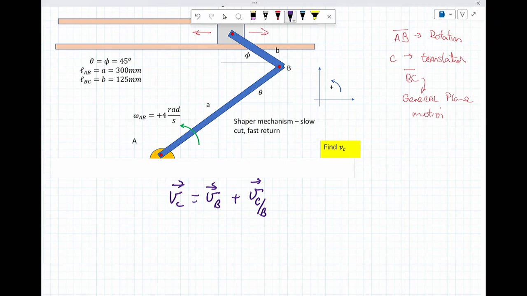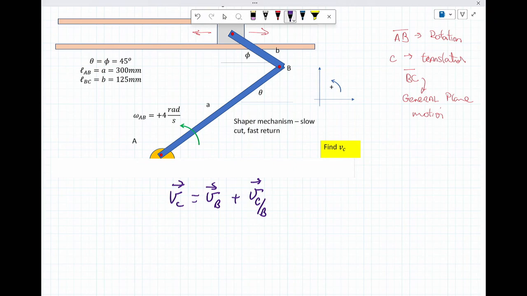So velocity of C equals velocity of B plus velocity of C with respect to B. Same thing as before. The approach I'm going to take with this one, and I will not finish it today, we'll finish it tomorrow, is to do it first as a vector solution and then as a graphical solution.